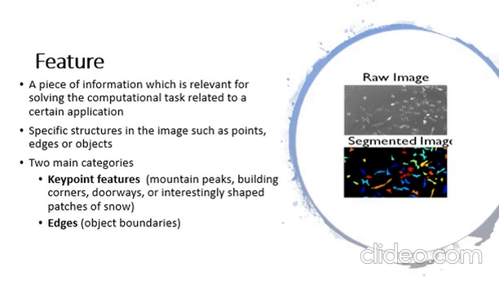The second one is edges. The features that can be matched based on their orientation and local appearance are called edges, and they can also be good indicators of object boundaries and occlusion events in the image sequence.